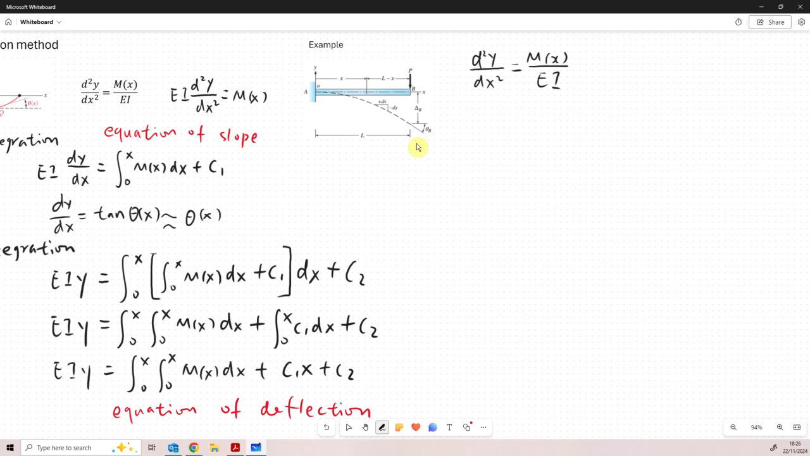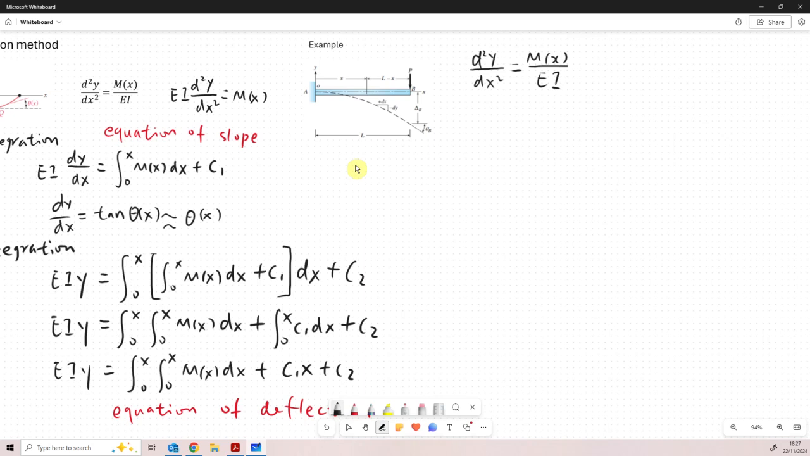At the beginning, we see there is a function we need to determine, which is the bending moment function, M(x). If we don't know the expression for M(x), we cannot come up with the expression for the deflection. So the first step is to calculate the function for the bending moment. To do that, we need to build up a free body diagram.